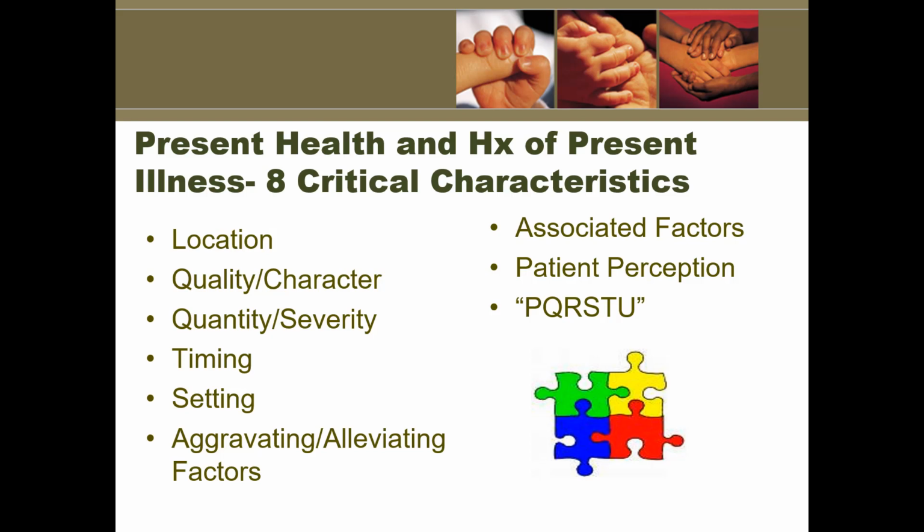How long does it last? How often does it happen? The setting is what the patient was doing when the symptoms began. Aggravating or alleviating factors are what makes it worse or what makes it better. Any associated symptoms or factors is the primary symptom associated with any other symptoms. For example, if the patient is having pain, are they also having numbness and tingling?